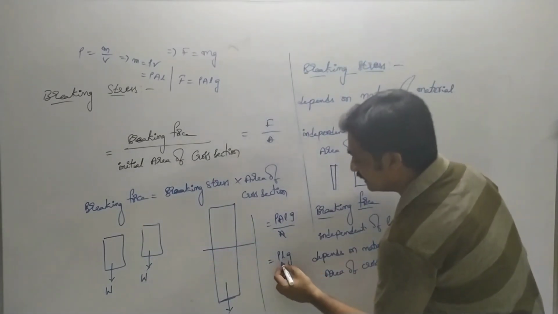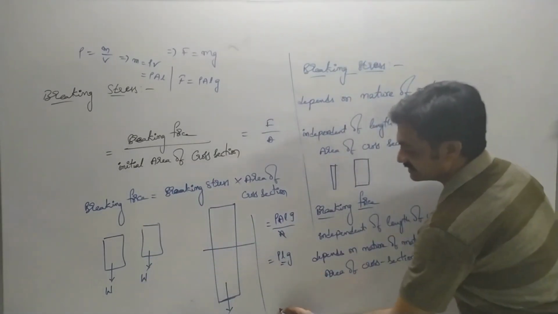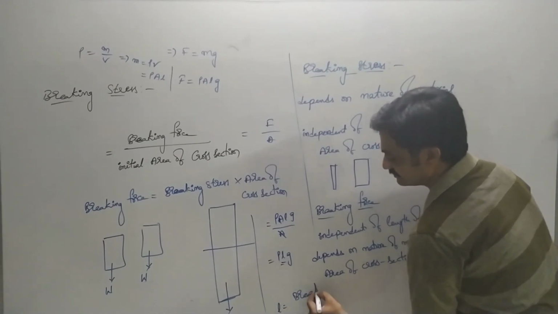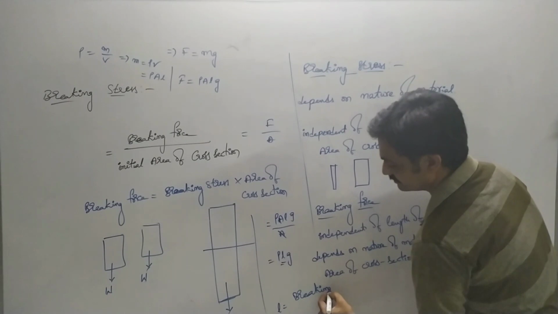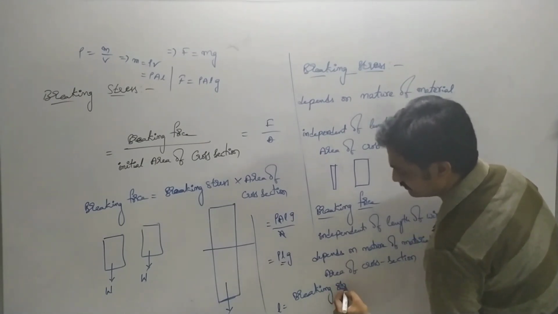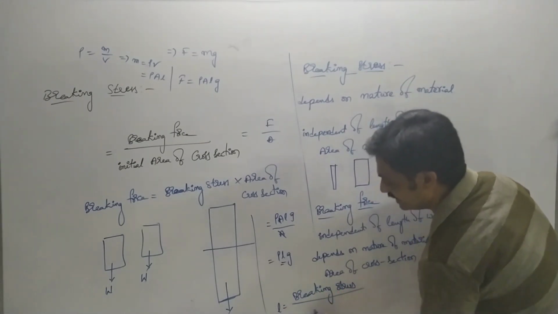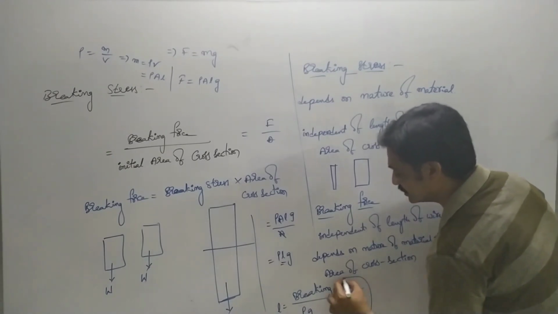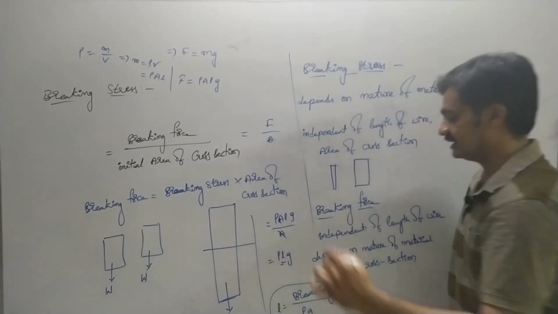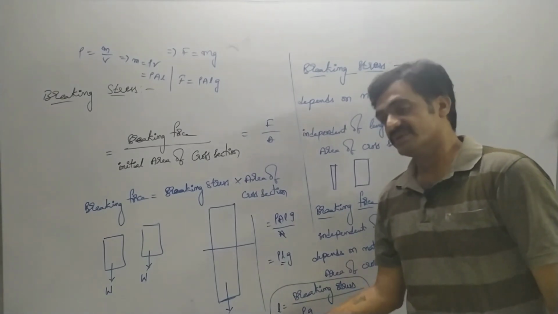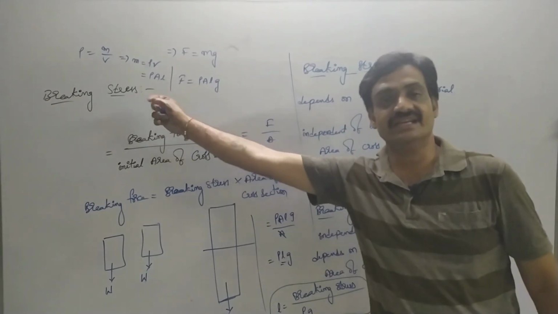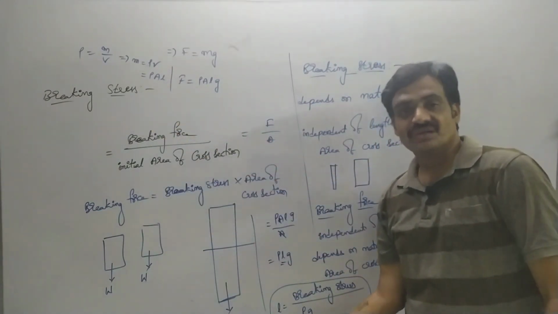From this, the length of the wire is represented as L is equal to breaking stress by density of the material into gravity, acceleration due to gravity acting at that point. This represents the length of the wire by considering breaking stress. Take a screenshot, we will continue.